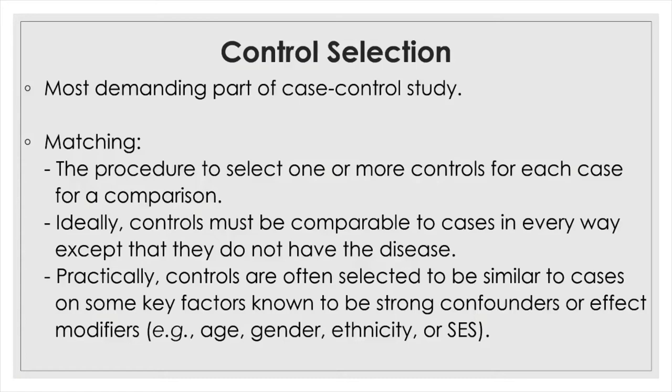Sometimes overmatching can happen if we make cases and controls too similar in many ways. If we do that, then the chances are that we will find nothing, because a stronger exposure for the disease you're looking for might have been one of those matched variables. So overmatching leads to the loss of validity.